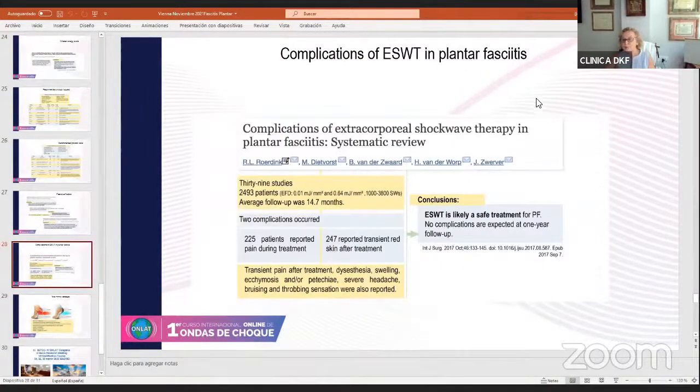We have no complication with shockwave therapy, as a review shows us, with 39 studies involving 2,493 patients. So we can conclude that shockwave treatment is a safe treatment.